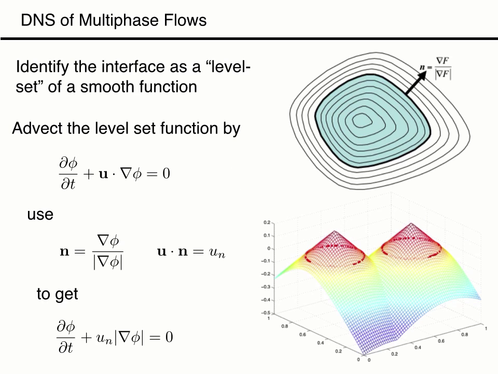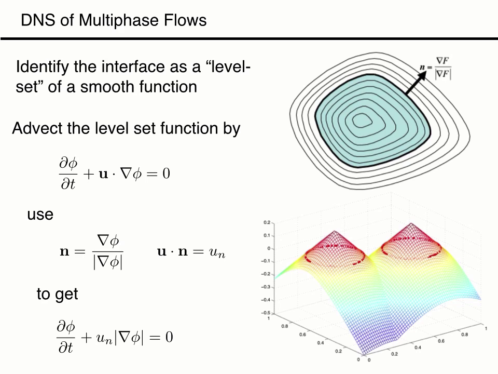In the level set method, we identify the interface with a given value, usually taken to be 0, of a smooth function phi. Phi is then advected with the fluid, and since the interface is a material point, the 0 contour, or the level set, is advected as well. Since it's only the normal velocity that matters, the advection equation is usually rewritten by using that the unit normal to the interface can be found as the gradient of the level set function divided by the magnitude of the gradient, and that the velocity dotted into the unit normal is the normal velocity.